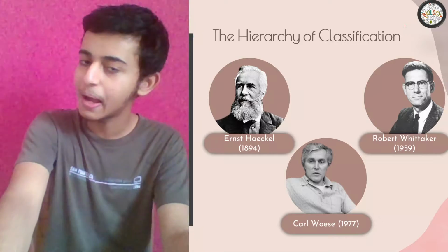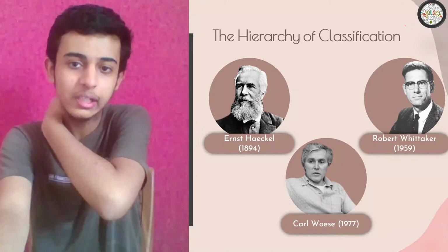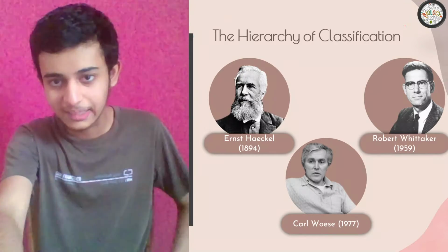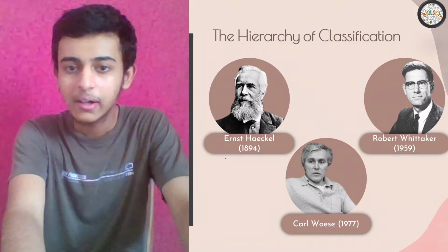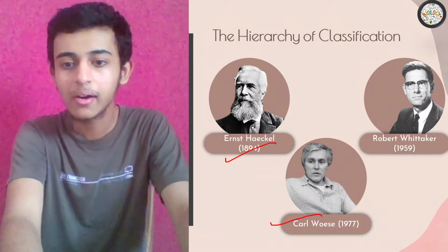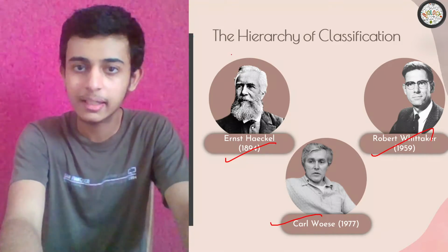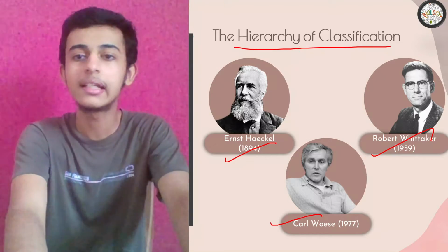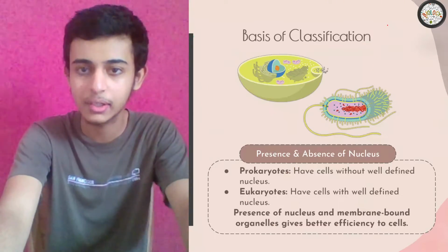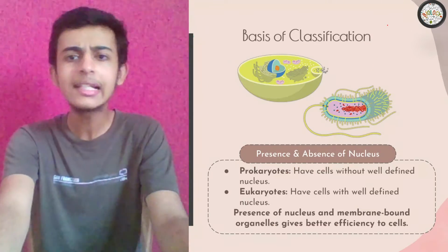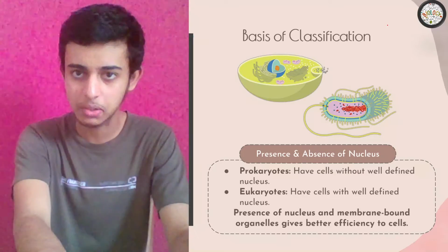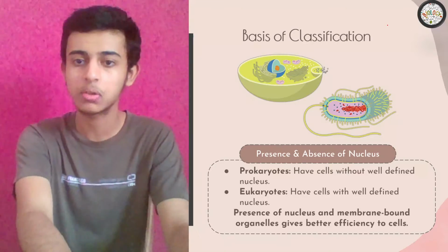Amazing. The hierarchy of classification. Let's understand that. Ernest Haeckel, Carl Woese, and Robert Whittaker. These three biologists contributed in the hierarchy, the table of classification. Let's understand the basis of classification now. That is going to be very, very important for us.